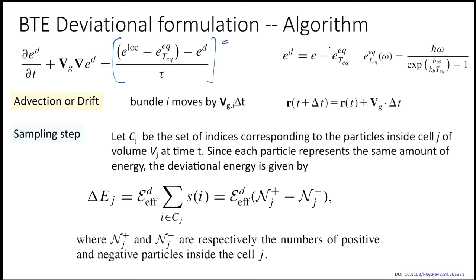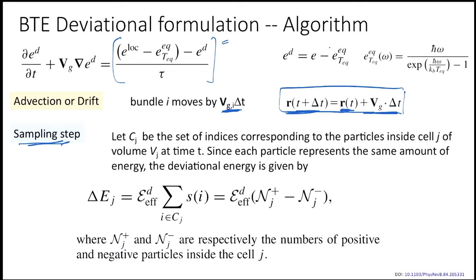Basically we do the drift step, or the advection step. The energy-conserved deviational particle would still move by Vg delta t. So r of t plus delta t would be equal to r of t plus Vg times delta t. So that thing does not change at all. What changes is the sampling step, and it becomes really trivially simple.